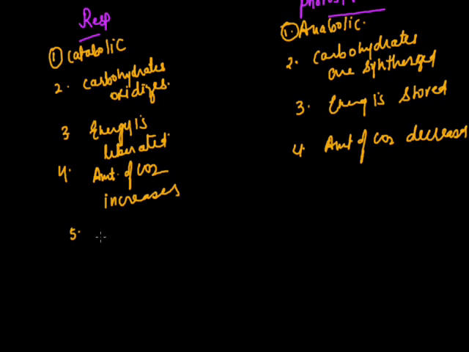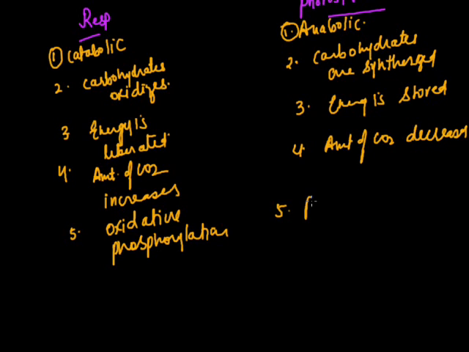The fifth point of difference is that here oxidative phosphorylation occurs. This is called oxidative phosphorylation. On the other hand, photosynthesis can be called photophosphorylation. The last point of difference is that oxygen is utilized in respiration and carbon dioxide and H2O are formed.